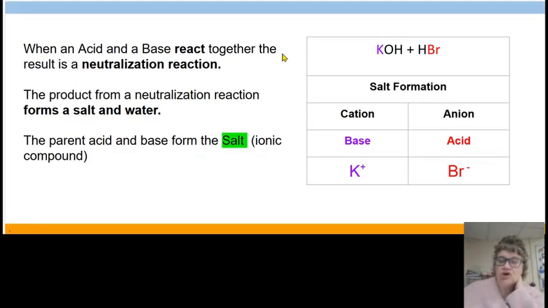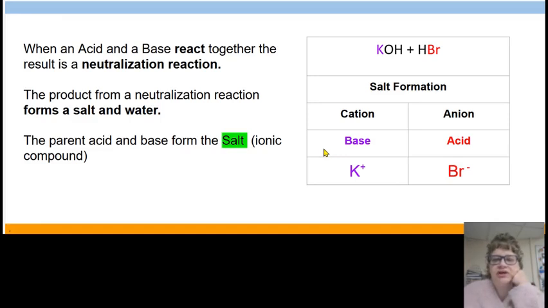Okay, so when an acid and a base react together, the result is a neutralization reaction. To neutralize either an acid or a base, you just have to use the opposite on it. The product from the neutralization reaction forms a salt and water. So remember, a salt is an ionic compound. The parent acid and base form the salt, which is an ionic compound.